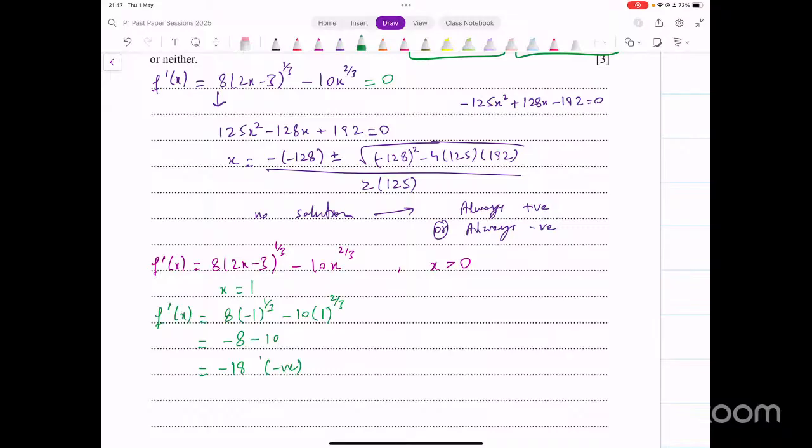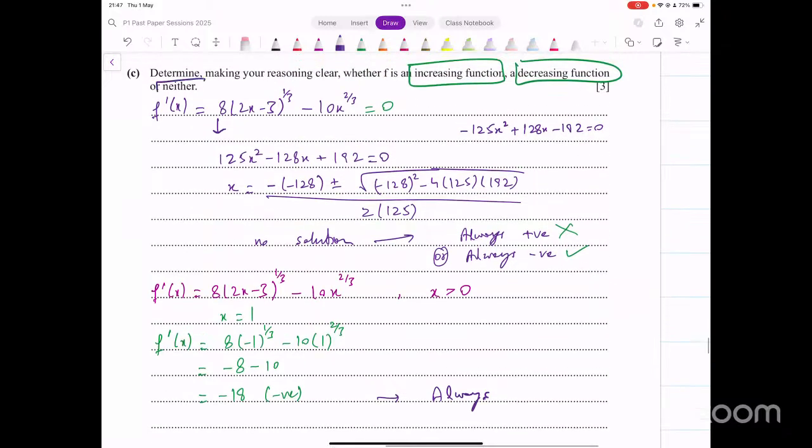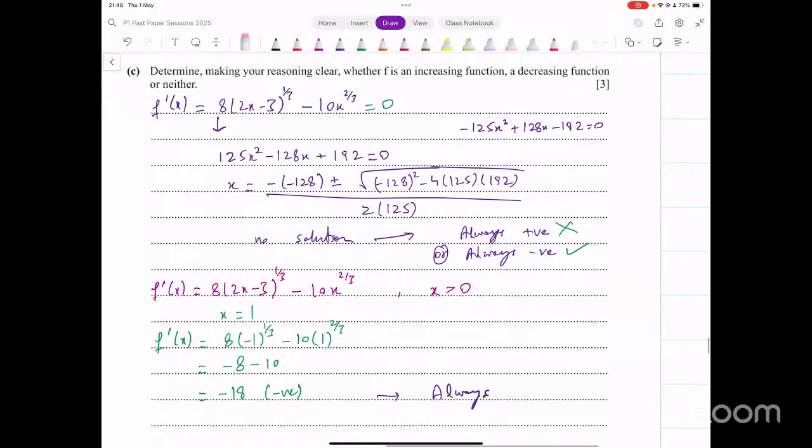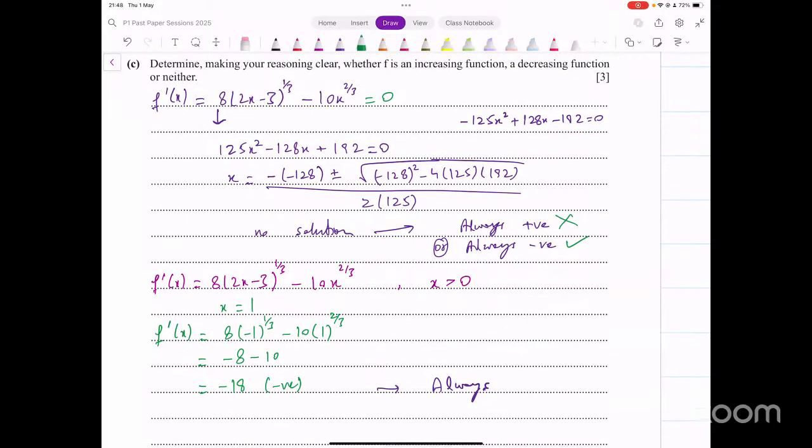If there's at least one value that is negative, that proves that it can't be this, it has to be this, it's always negative. Generally, you do not input one value to check if it's always positive or negative. But in this case, we have eliminated the possibility of it being neither positive nor negative, or neither increasing nor decreasing.